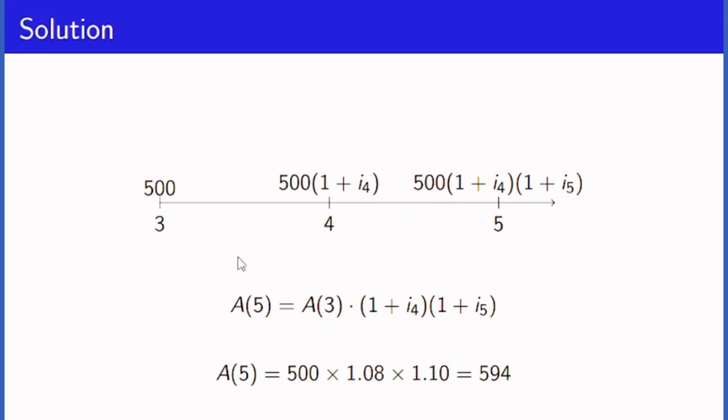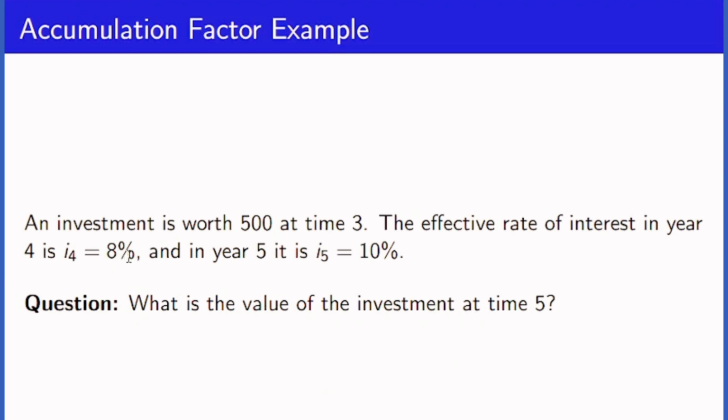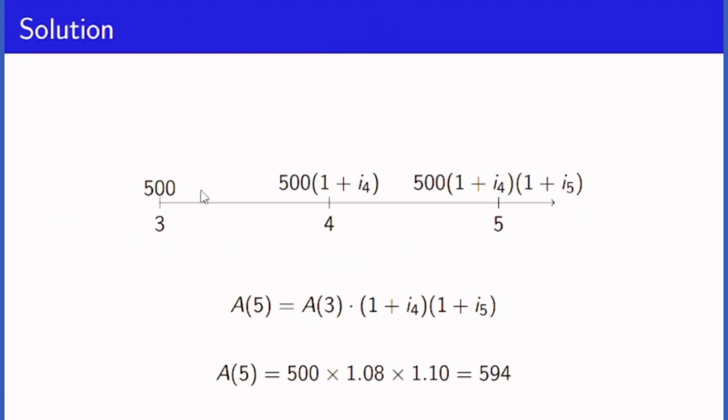Now at time 4 we were given a specific interest rate, which is 8%, and at time 5 there was a different interest rate, which is 10%. So this is what you do. At time 3 it is 500, you accumulate to time 4 using the accumulation factor, and then you get a new amount at time 4. We want to know the amount at time 5, so you accumulate the whole amount to time 5, and that's what is going to give you the amount at time 5.